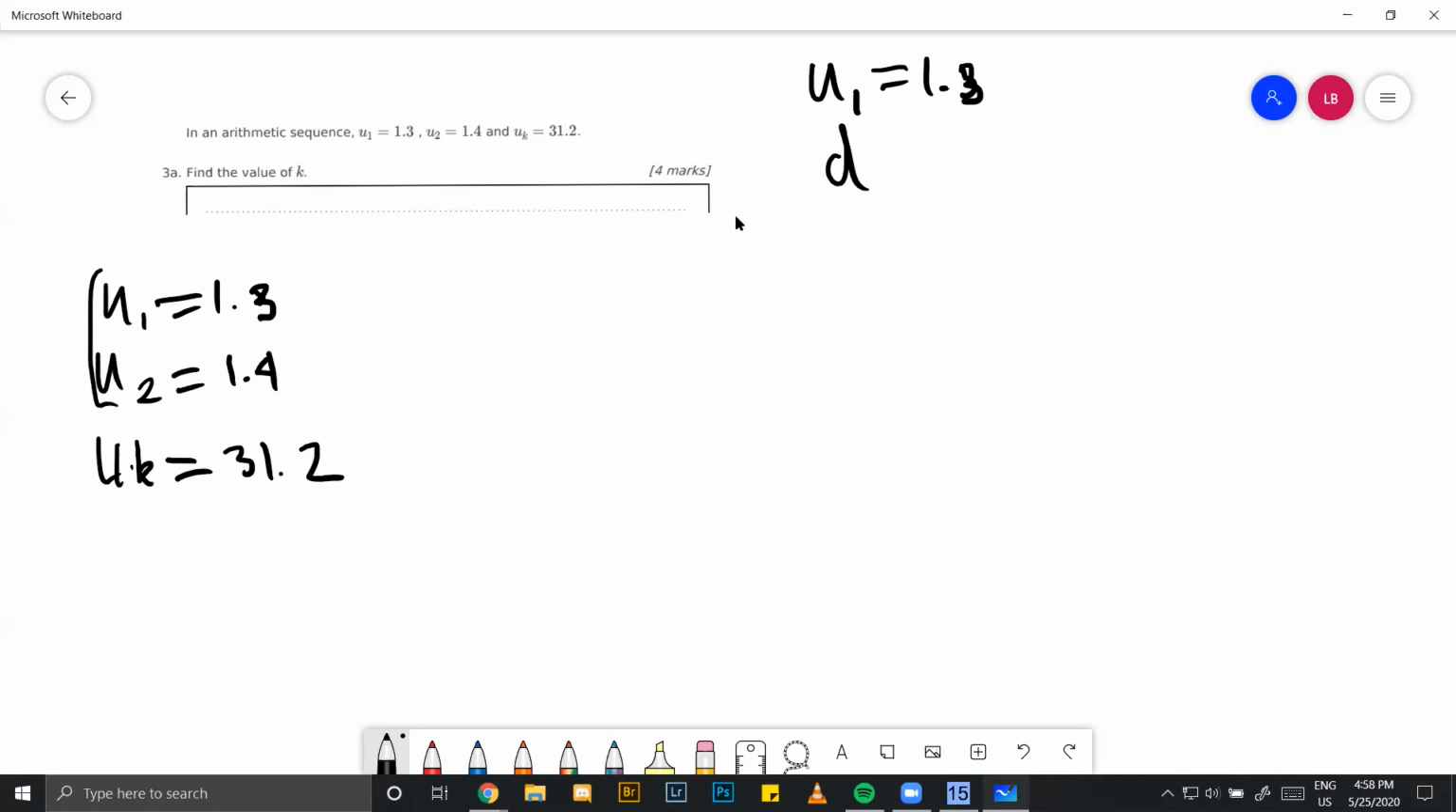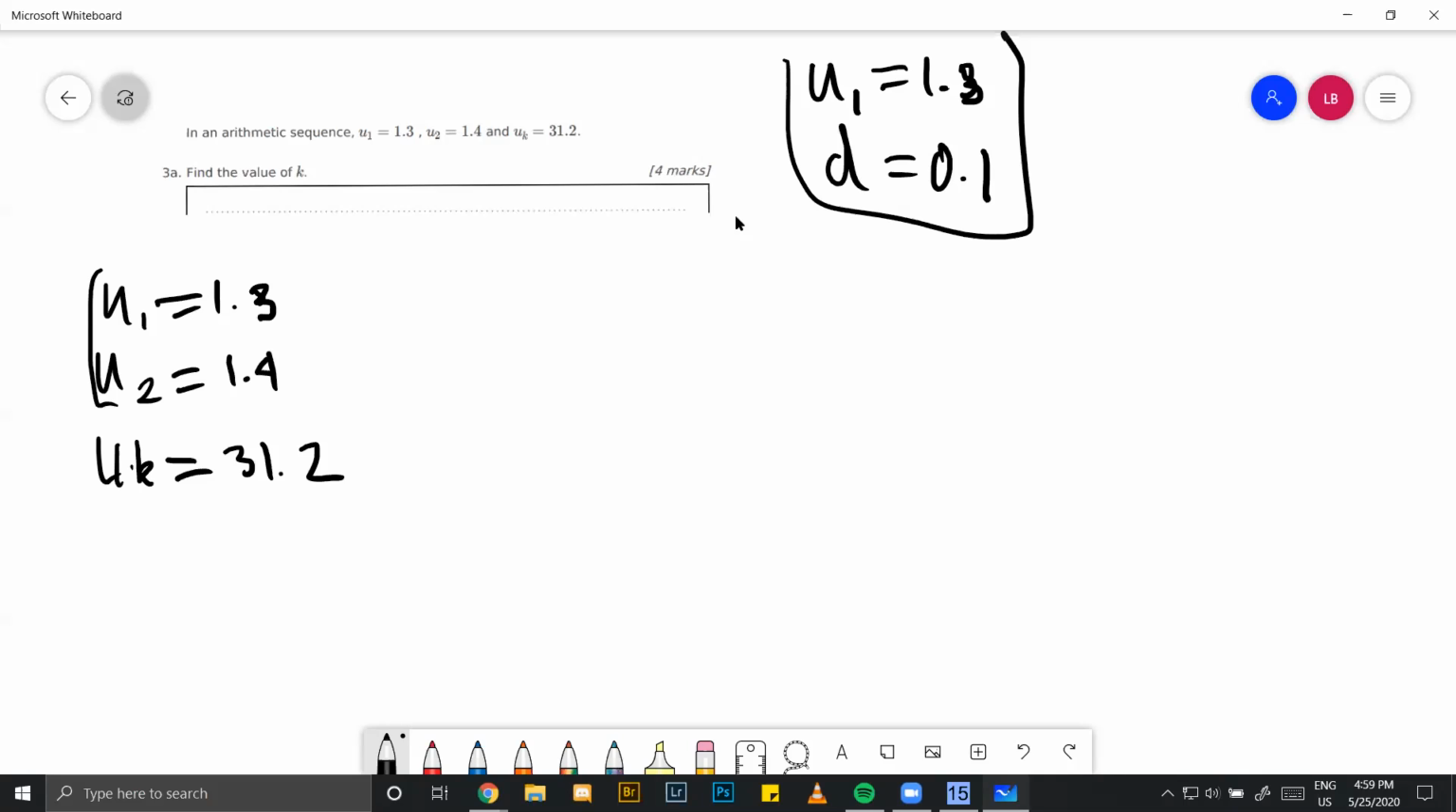We have a term u1 and a term u2. These are right after each other, so the constant difference between them must be d. So 1.3 and 1.4, that's a constant difference of 0.1. There's a difference of 0.1 between them. Now that we have this and the fact that it's arithmetic, we know everything about the sequence.